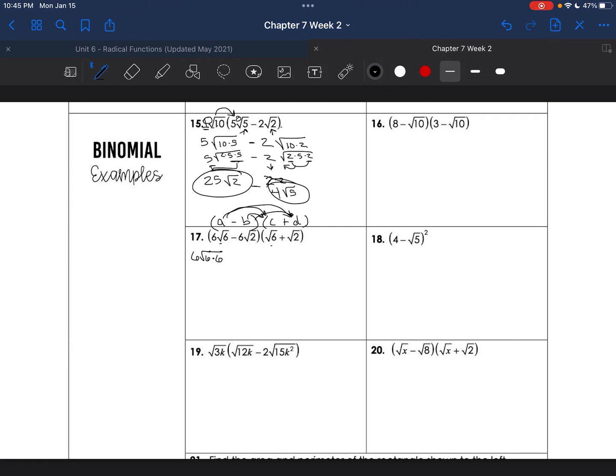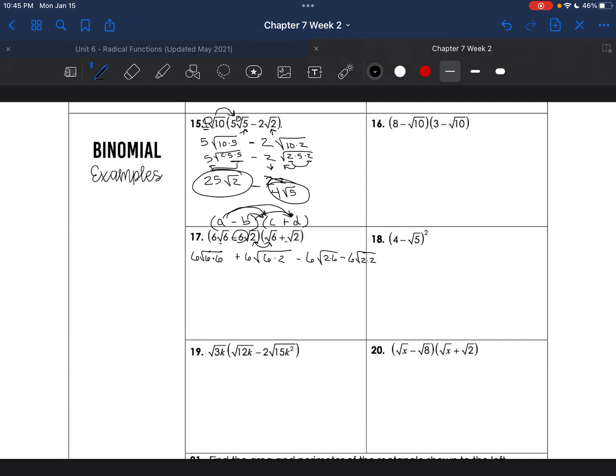Okay, my outers, I've got 6 times 1, so it still gives me a positive 6, and now underneath my radical I have 6 times 2. My inners here is negative 6 and this 1, so I've got negative 6. Here's my 2 inner radicals, 2 times 6. Then my outer one is still a negative 6, and underneath I have 2 times 2.